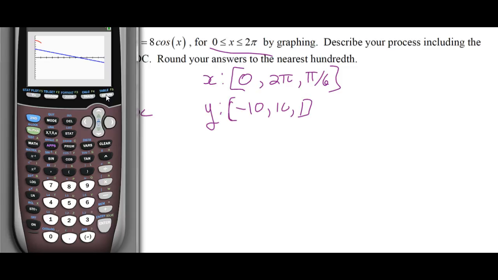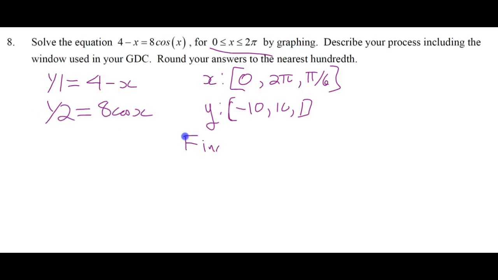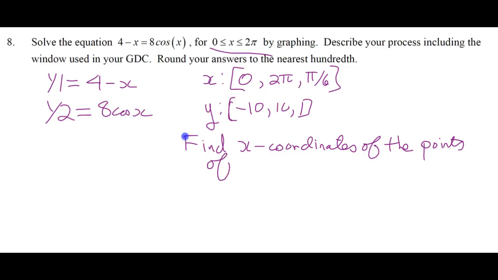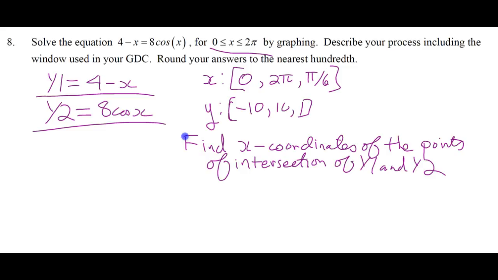Okay, so that's probably 4 minus x, because the cosine curve shouldn't be. Oh, there's one answer. There's another answer. Okay, so now what do we do? So we find the x coordinates of the points of intersection of y1 and y2. Okay, so here I've identified this is y1, this is y2. Here's my window, right?